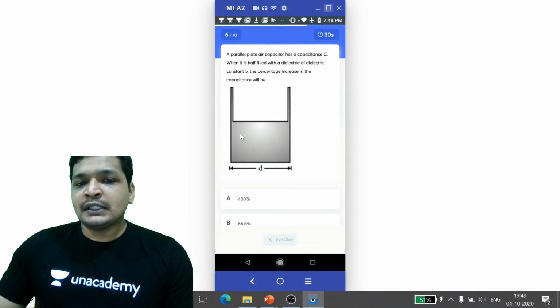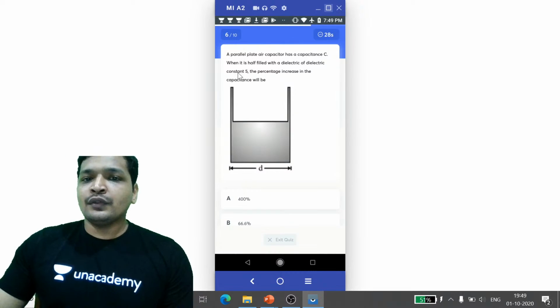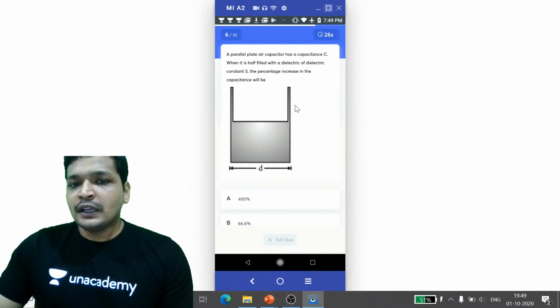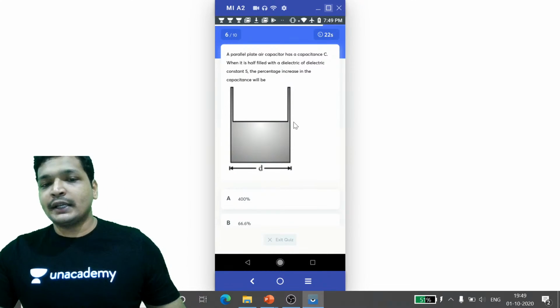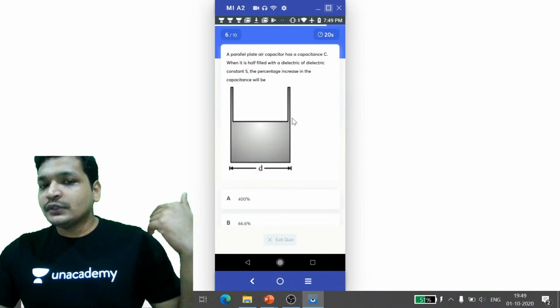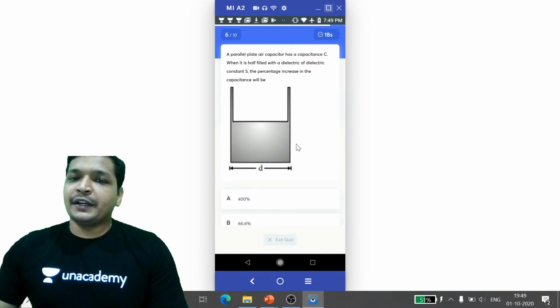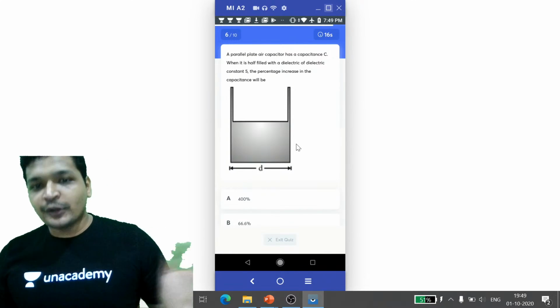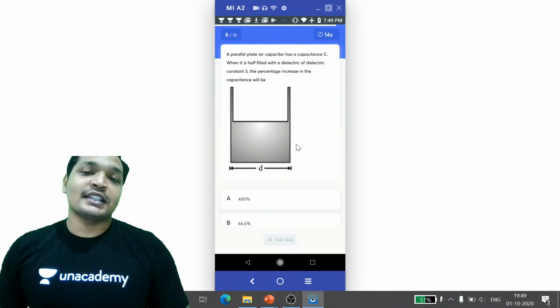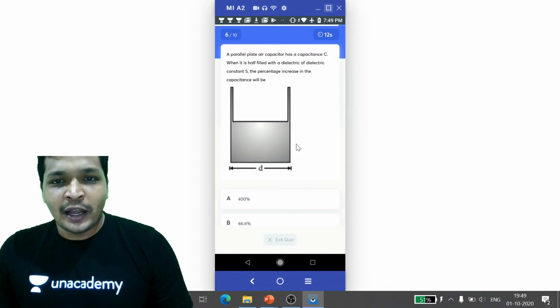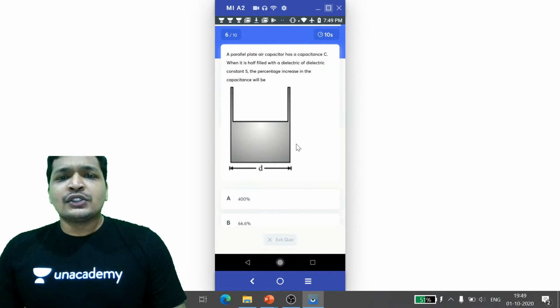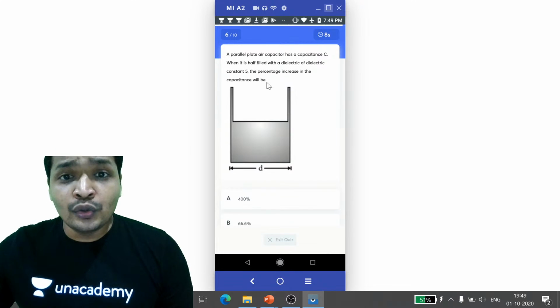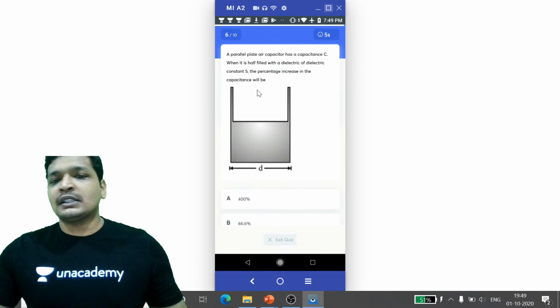Half the area is only covered, and that part has dielectric constant 5. If the initial entire thing was C, this part is going to be C by 2, and this is going to be 5 into C by 2. The rest, you need to know what to do when it's in parallel or series. Do notice that the percentage increase in capacitance is what is being asked.